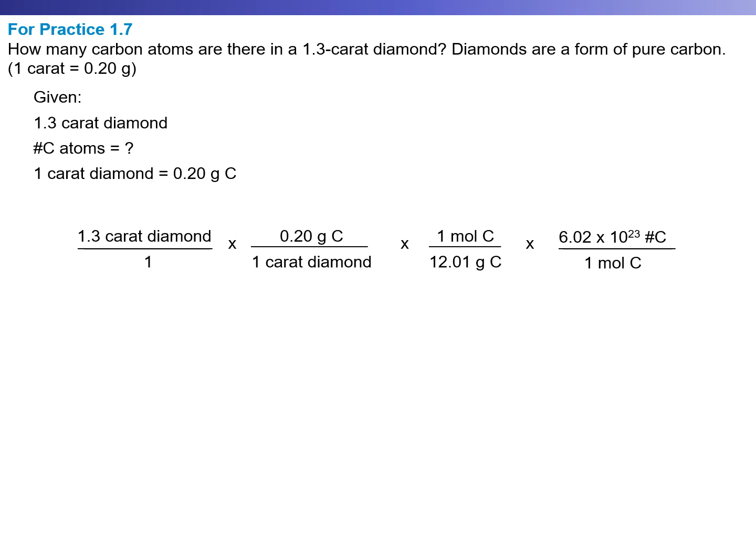So in the case of carat diamonds, we do see carat diamond on the bottom here and carat diamond on the top there, and we can cross those out. And if we look at grams of carbon, we can see it's in the bottom here and in the top over there. And if we look at moles of carbon, we can see it's in the bottom in our last term and in the top of our third term. And with that, we've eliminated all the units except for the number of carbon atoms, which is a good thing because that's how we're being asked to give our answer.